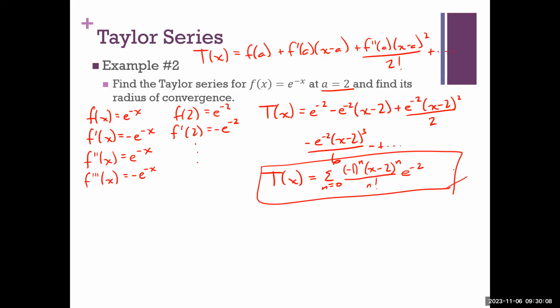All right. Now that I have that, can I find the radius of convergence? So let's take a look. So again, ratio test. So negative 1 to the n plus 1 times x minus 2 to the n plus 1 over n plus 1 factorial times the reciprocal.